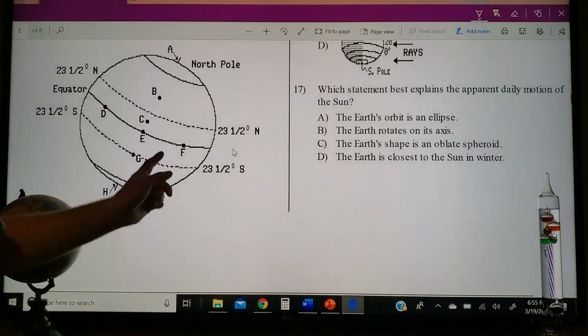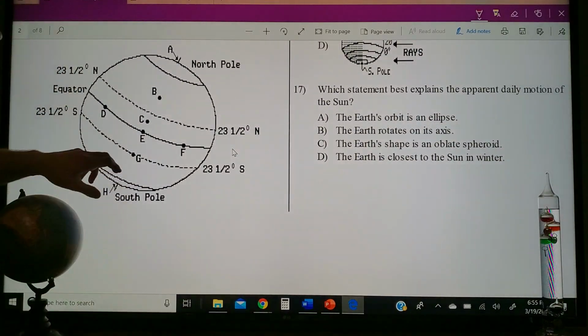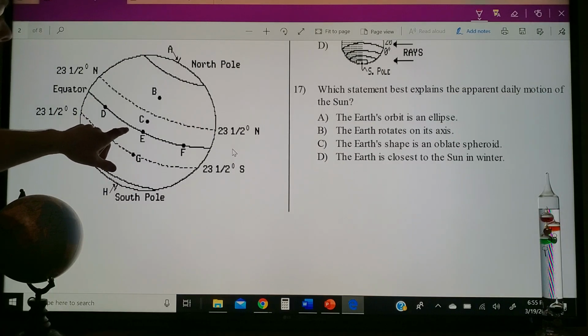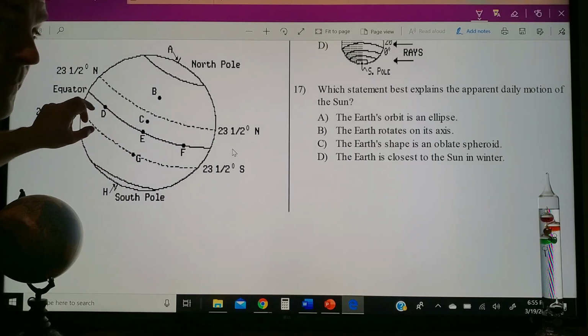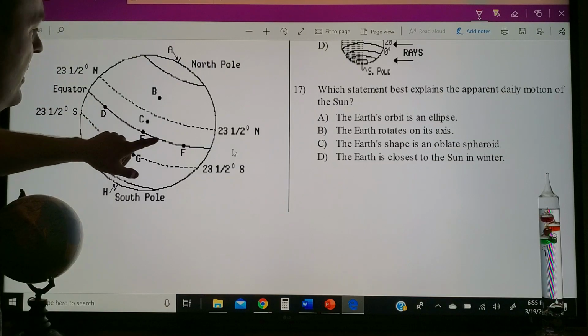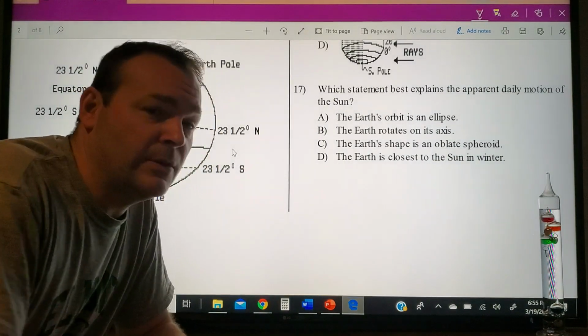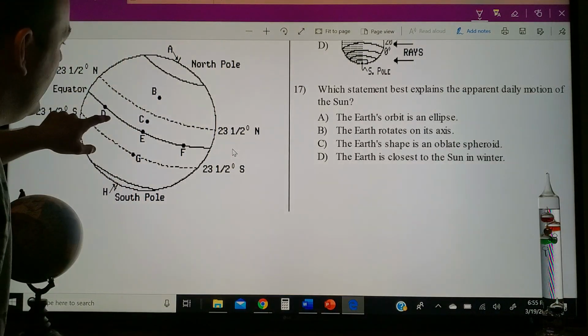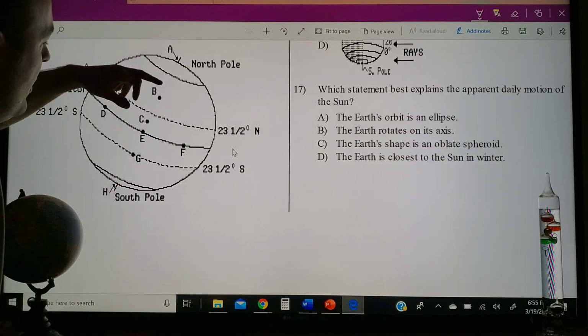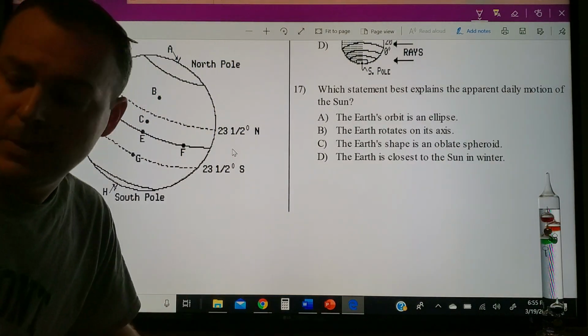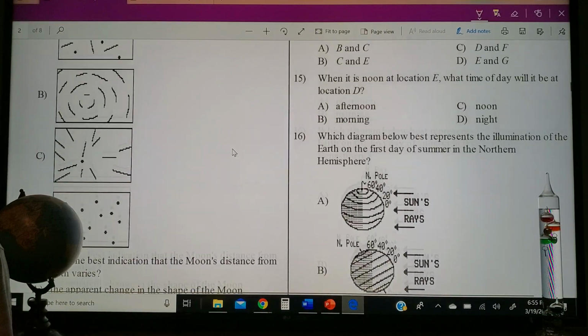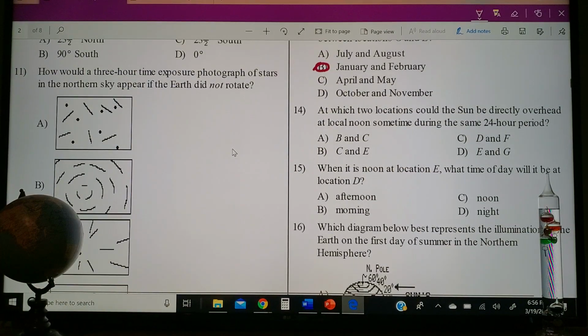Well, if you go back to your chart here, the only 3 possible points at the same latitude are D, E, and F. They're all on the equator, so they could get direct sunlight at some point of the year. So you're looking for an answer with either D, E, or F. All the other ones are at different latitudes. So there it is, choice C, right? D and F.